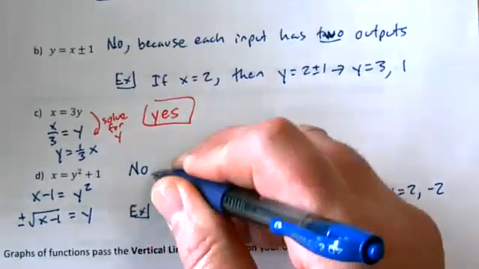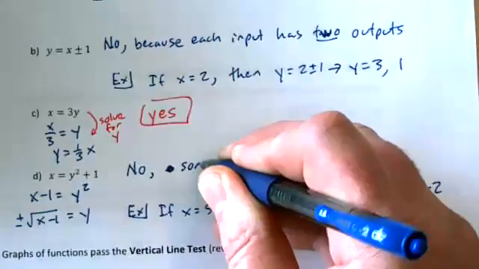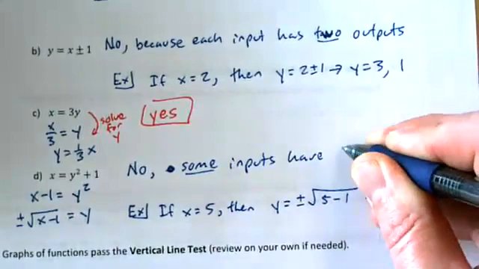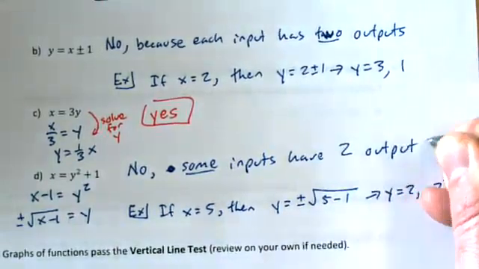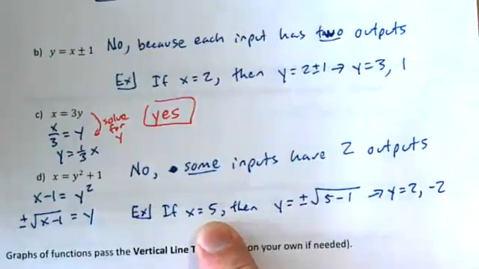So for my explanation here, I would say not each input, some inputs have two outputs. And some inputs only have one, and some inputs have zero. And it's okay to have only one, and it's okay to have zero, but you cannot have any inputs that would have two outputs. If you can find a single example like this where you're putting in a single input, getting two outputs, then game's over, not a function.